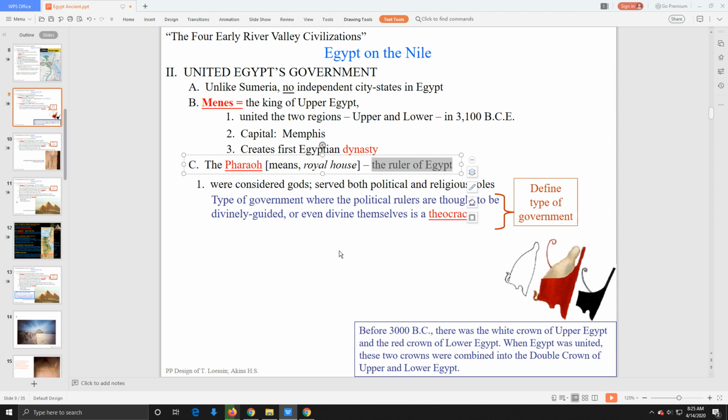So the type of government they have in ancient Egypt is a theocracy, because in a theocracy, religion rules the government. Since in ancient Egypt the pharaoh was the head of the religion, they were also head of the country. So they ran both the religion and the country. Therefore, it's a theocracy type of government. So it's a theocracy for the government type. All right.